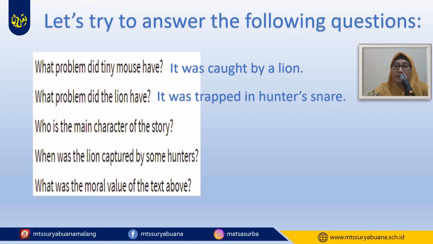Now let's look at the characters here. Who is the main character of the story? How many characters do you think are the main characters? Yes, there are two main characters. Because from the beginning until the end of the story, these characters play important roles in the story. Right, so the characters are the lion and the mouse.